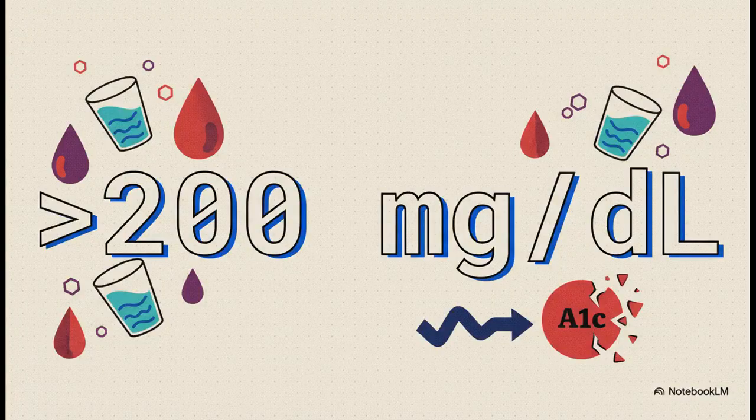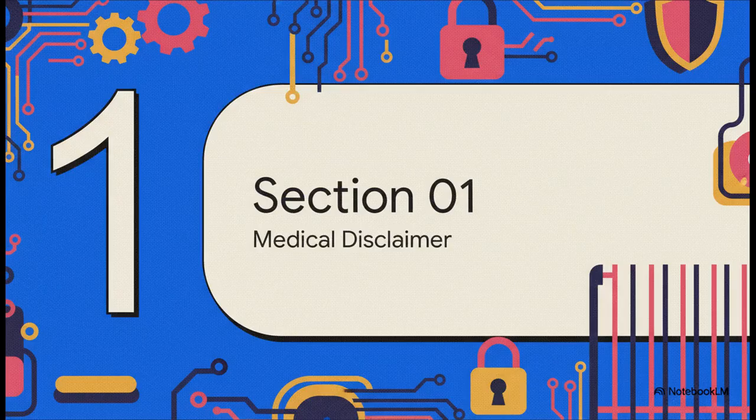And your third gateway, a random glucose over 200. But, and you have to remember this part, this one only counts if it comes with the classic symptoms. We're talking about things like polyuria and polydipsia, peeing all the time and being incredibly thirsty. But here's the kicker. One of these data points, that A1C, it can be a double agent. It can straight up lie to you.